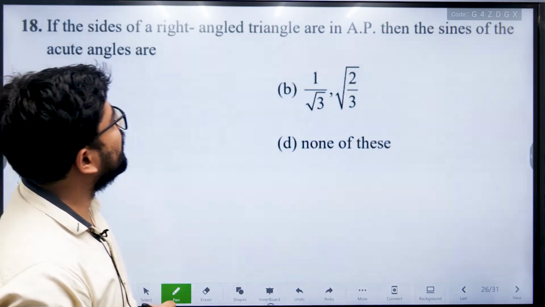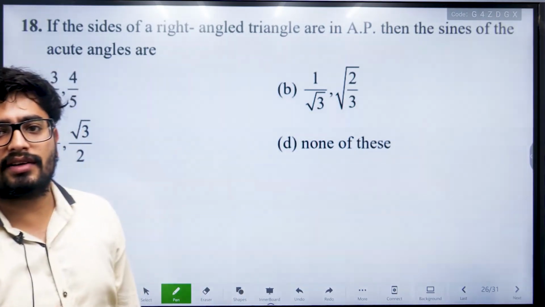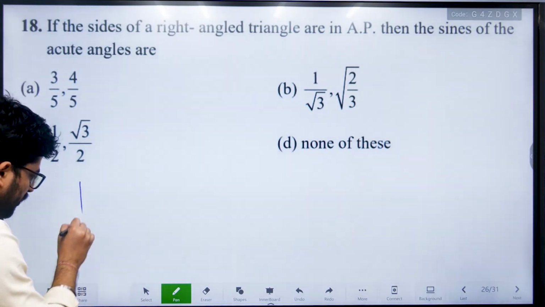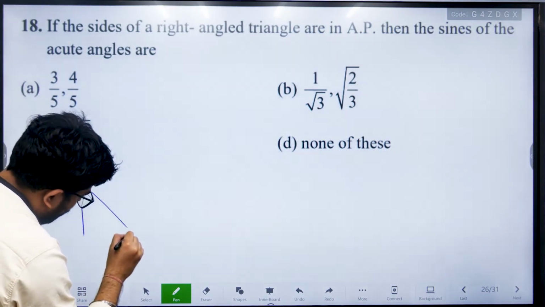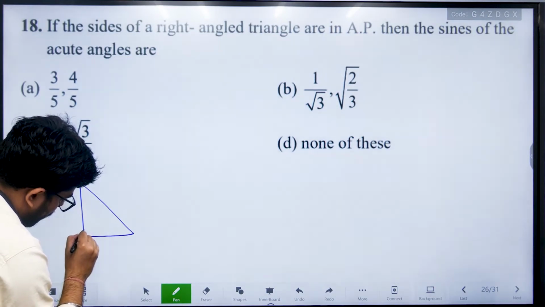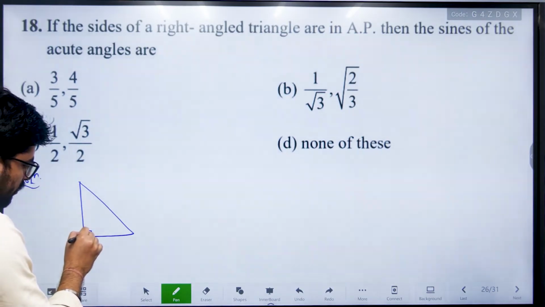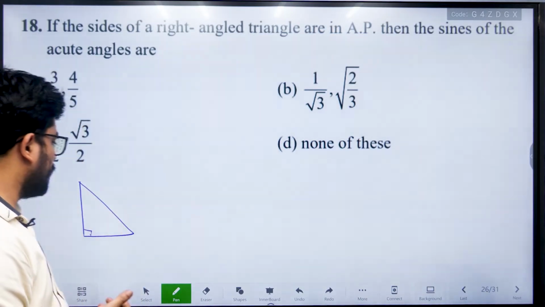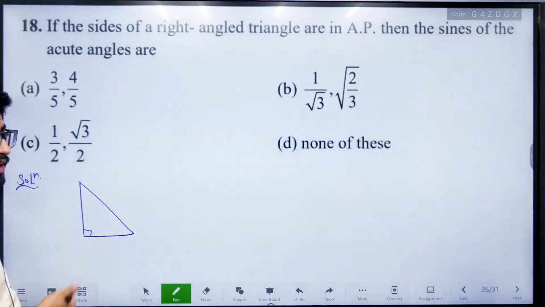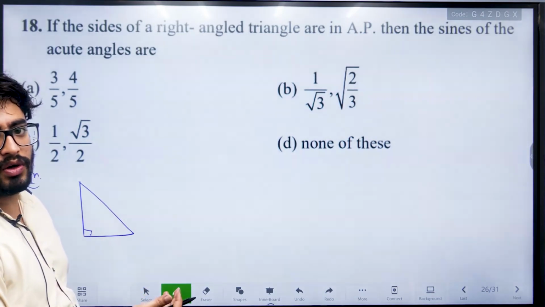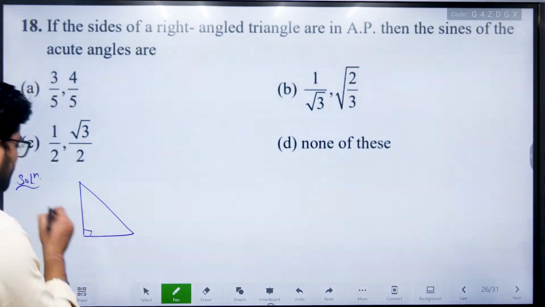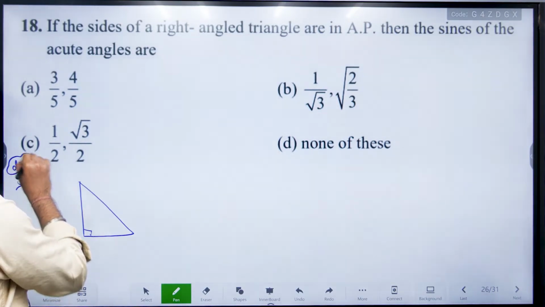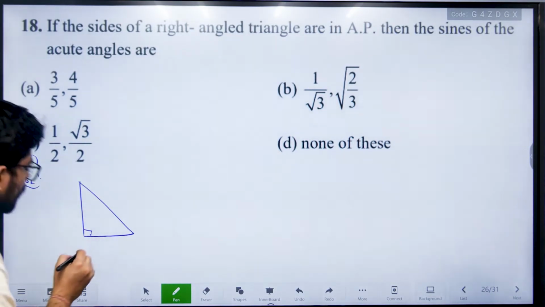If the sides of a right angle triangle are in AP, then the sines of the acute angles are what? So let's say this is your right angle triangle, and its sides are in AP. The bigger side is the hypotenuse. Let's say d is greater than 0, your common difference.